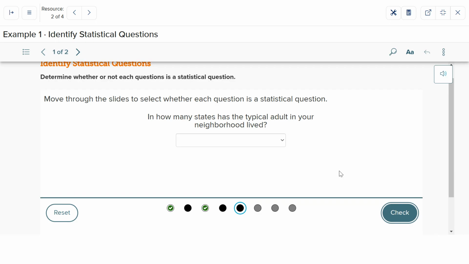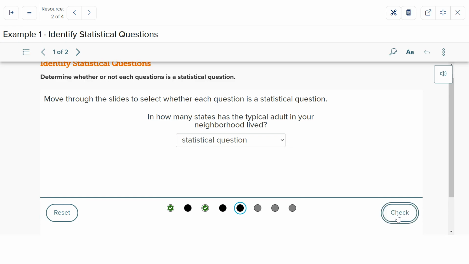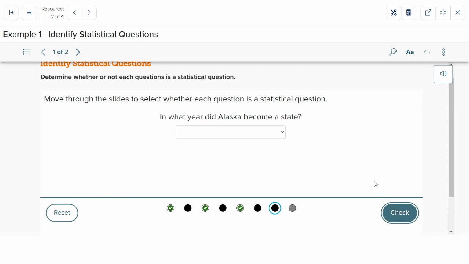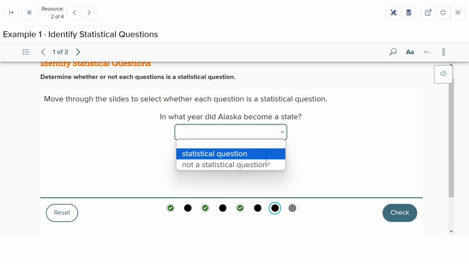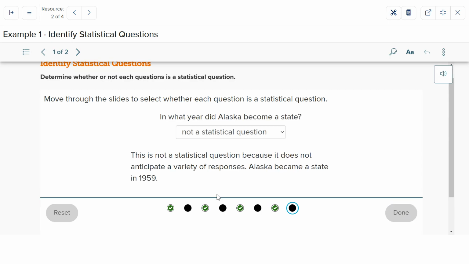In how many states has the typical adult in your neighborhood lived? Well, that sounds statistical as well, because if you survey people, you will likely get a variety of responses. In what year did Alaska become a state? That is not statistical. That is something that is going to be a fact. It became a state in 1959, in case you were curious.